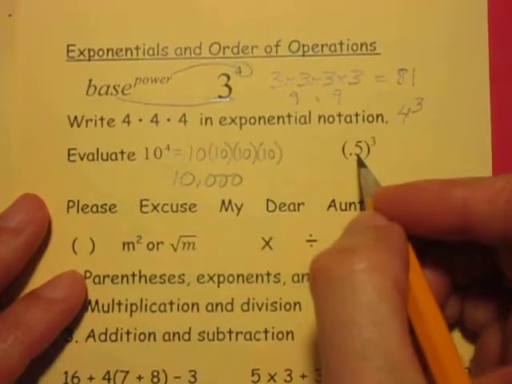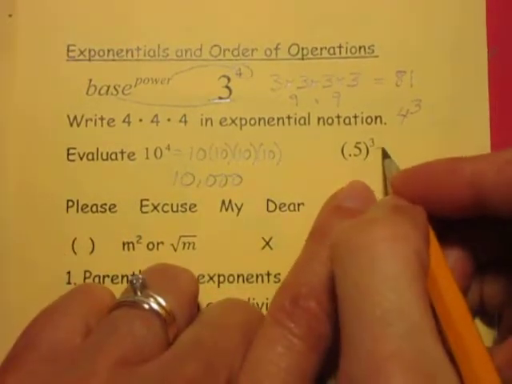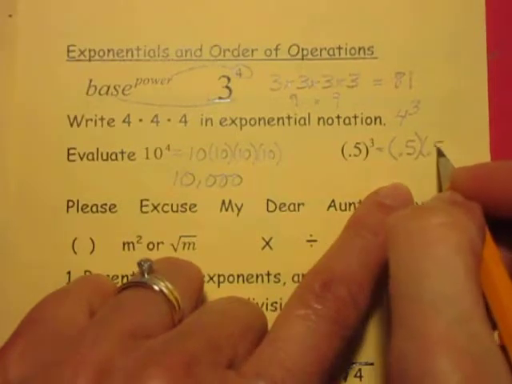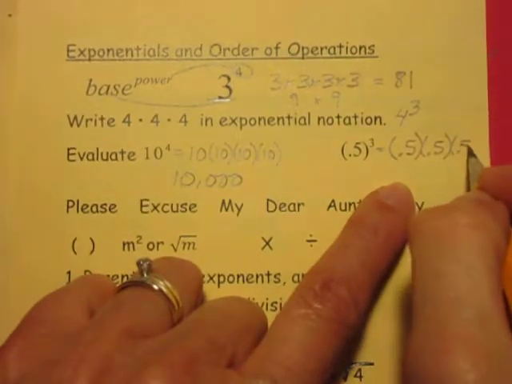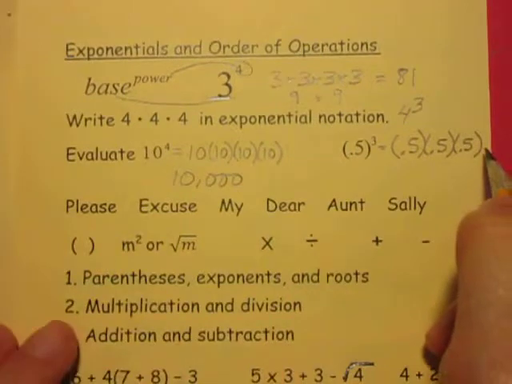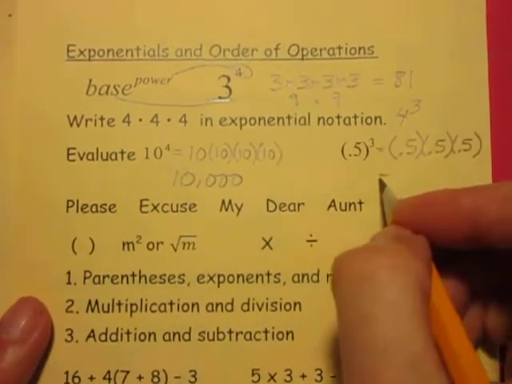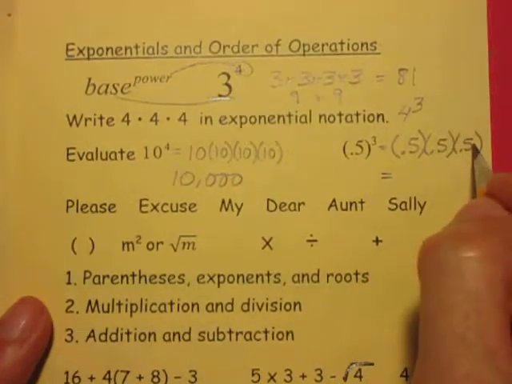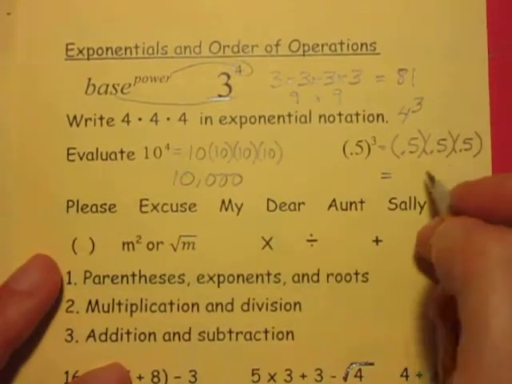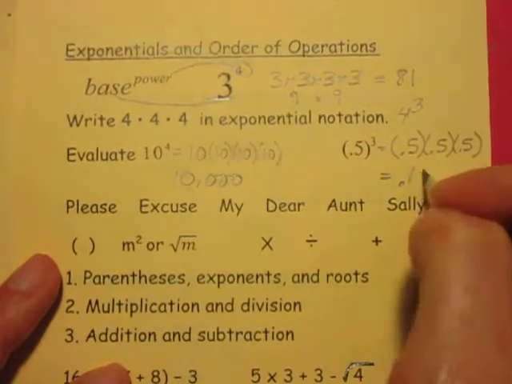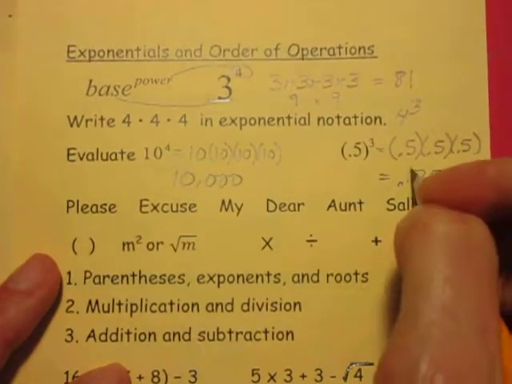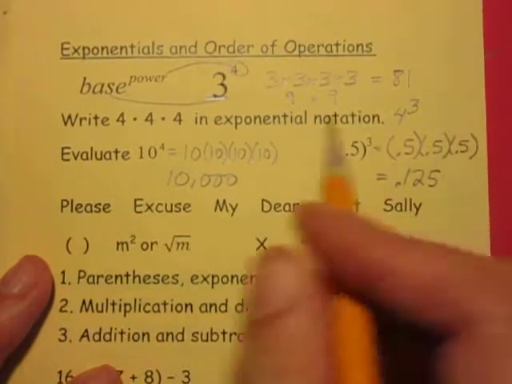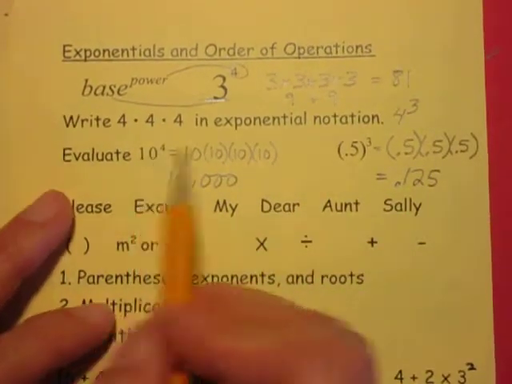Okay, 0.5 to the 3rd power is, when I write out the meaning, 0.5 times 0.5 times 0.5. Again, I'm using parentheses to communicate multiplication. And if I multiply that out, that would come out to be 5 times 5 is 25, times 5 would be 125, but what happens with that decimal in there? If you punch it in the calculator, you're going to come up with 125 thousandths.